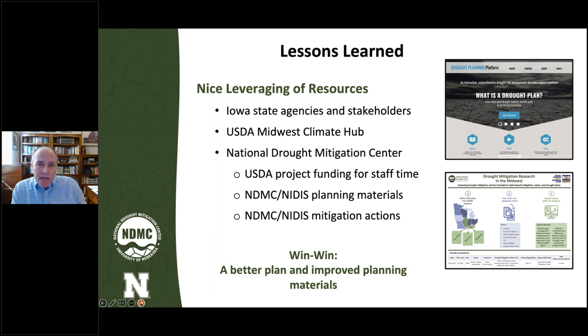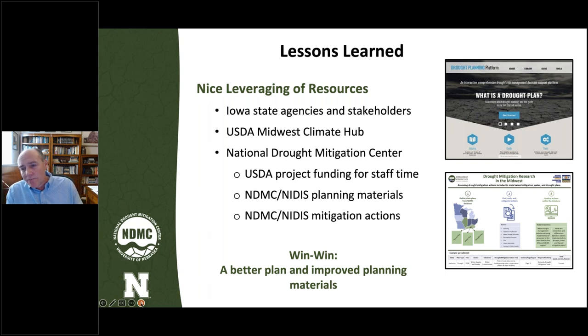We had a USDA cooperative agreement that allowed for us to do a project with the state of Iowa. And the partners at Iowa, what they really wanted to do is use those resources to focus on their state planning effort. So we had a little bit of extra funding for staff time to participate in the project, but also we were able to bring in some new planning materials. We had a project that's been developed over the last few years with NIDIS to develop some new drought planning materials.